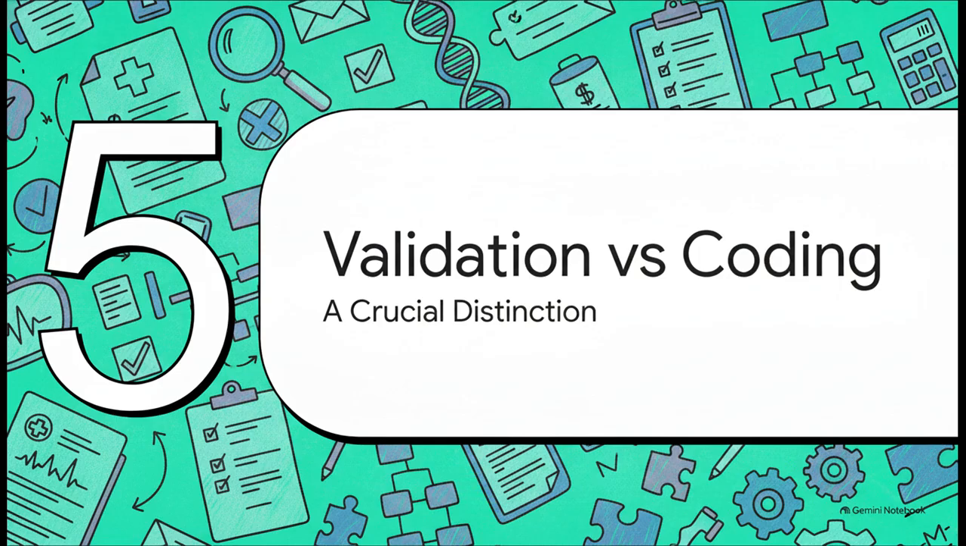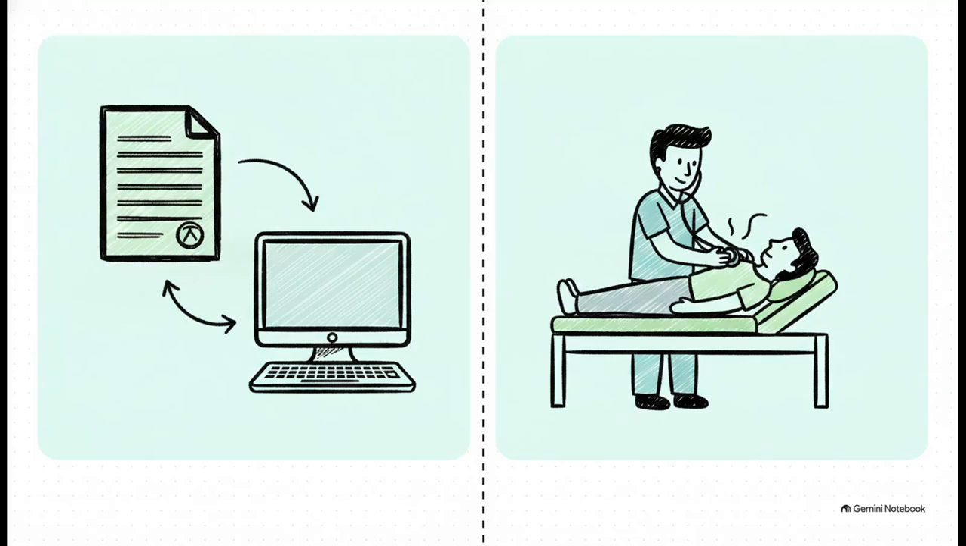Section 5. Clinical validation versus coding. This is a crucial distinction. Because honestly, even seasoned professionals can sometimes blur the lines between these two concepts. Let's contrast these two ideas. Traditional DRG coding validation is basically about making sure the codes accurately reflect what is written in the documentation. Clinical validation, however, is an entirely different beast. It's about reviewing the case to see if the patient actually physically possesses the condition that was documented.